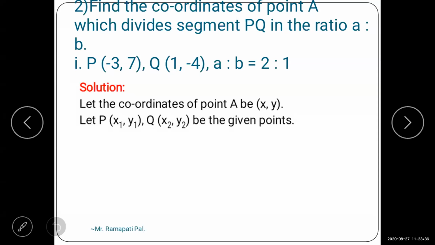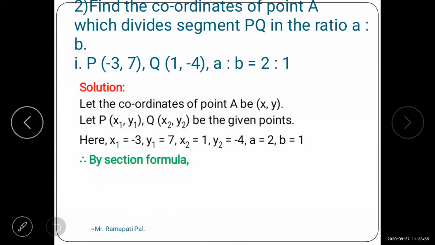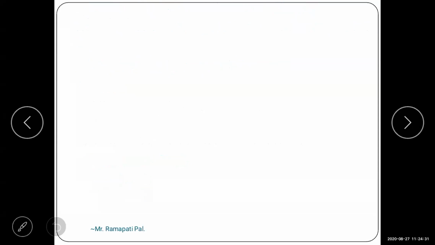Now we are going to use section formula. Write down the section formula fast. Yes. Ria had written the section formula first. Good, Ria. So by section formula, x is equal to a x2 plus b x1 upon a plus b, because here the ratio is given in the form of a and b. So I have written a x2 plus b x1 upon a plus b. Is it clear? Okay. Now substitute the value. We know what a, b, x2 and x1 are. Now substitute that value. Is it clear?